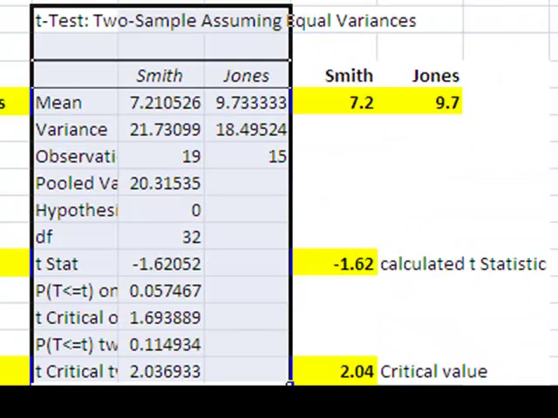And I'll notice that the mean for Smith is 7.2, the mean for Jones is 9.7. So on the surface you might assume that Jones is correct, that he is the better fisherman. But statistically, let's go down to our calculated T and compare that to our critical value. The calculated T statistic for this set of data is negative 1.62. My critical value for 32 degrees of freedom at the level of significance of 0.05 is 2.04.